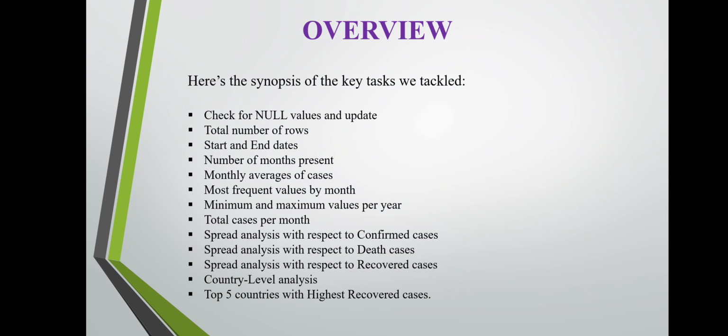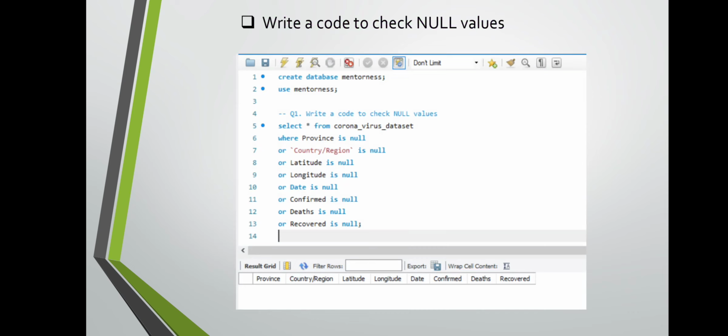So this is the overview of my project. Checking for null values and update, total number of rows, number of months present, start and end dates, monthly averages of cases, most frequent values by month, minimum and maximum values per year, total cases per month, spread analysis with respect to confirmed cases, death cases and recovered cases, country level analysis, and top 5 countries with the highest recovered cases. So this is the first question.